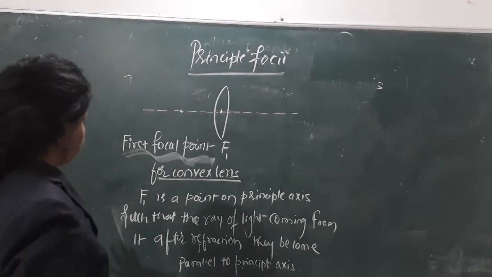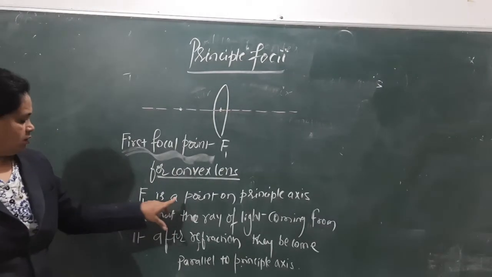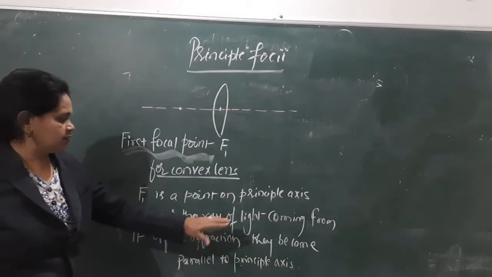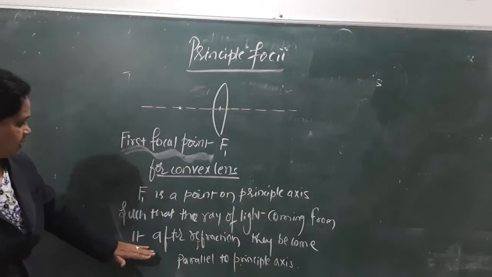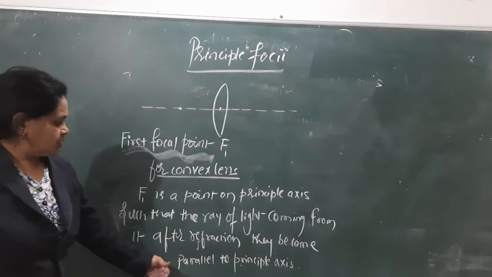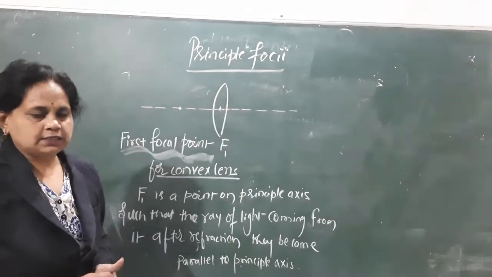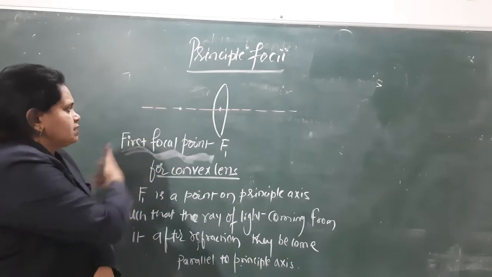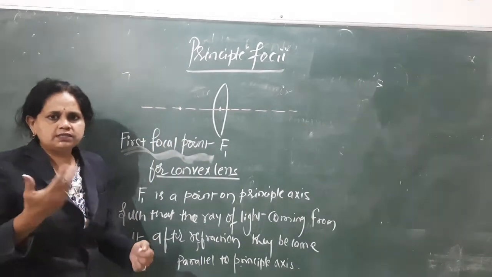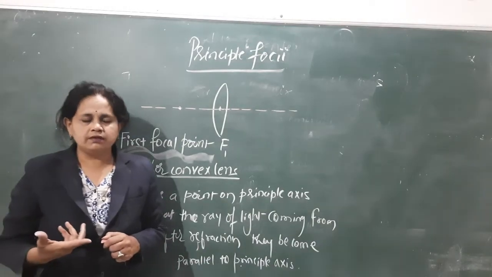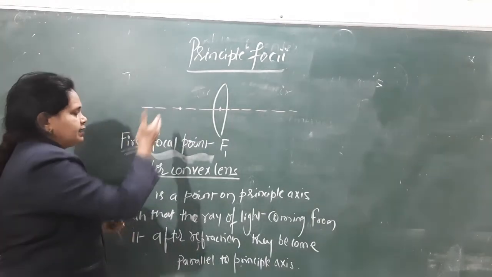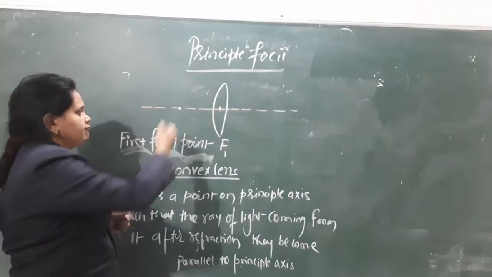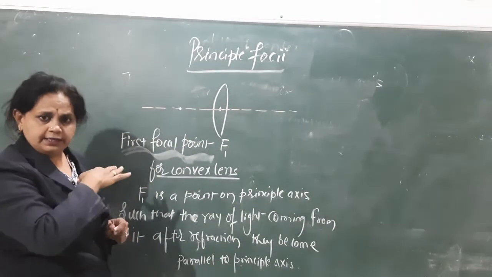Now I hope you can see the definition clearly. F1, or the first focal point, is a point on the principal axis such that the rays of light coming from it, after refraction, become parallel to the principal axis. That means it is some point. Let us consider this conventionally. I stood this side because for us the right hand side is always the conventional side. So I consider that F1 point somewhere on the principal axis on the right side, right?